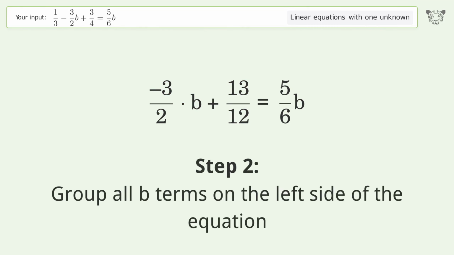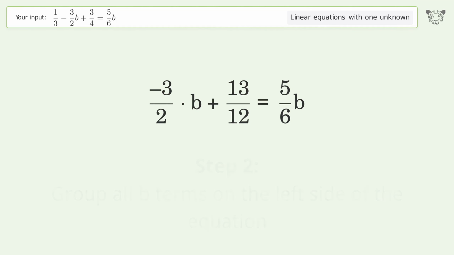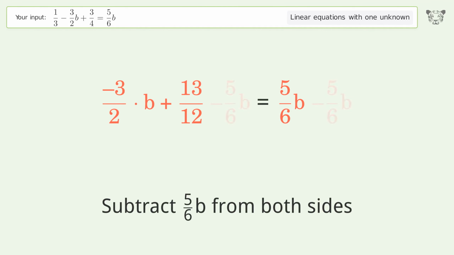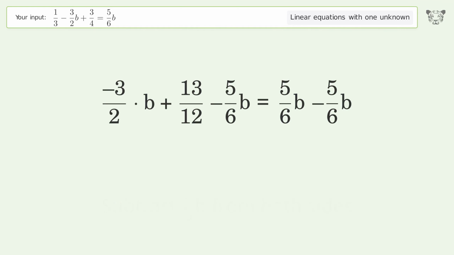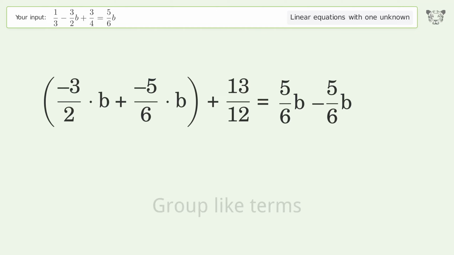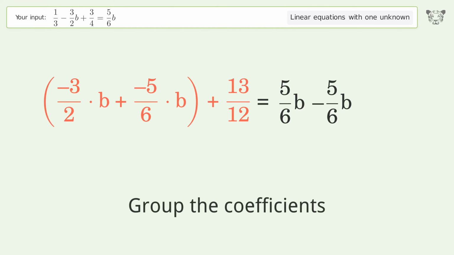Group all b terms on the left side of the equation. Subtract 5/6b from both sides. Group like terms. Group the coefficients.